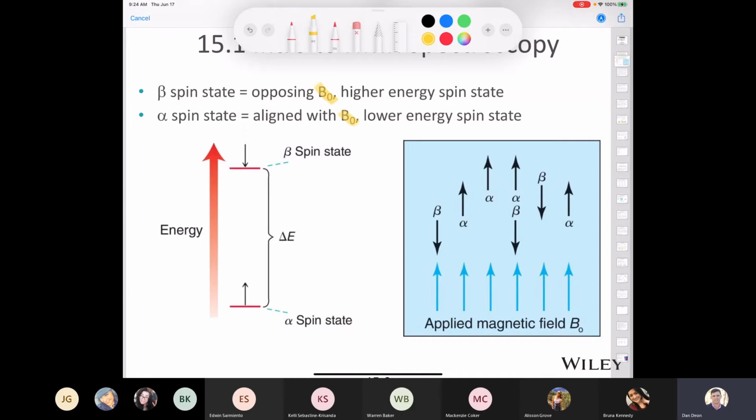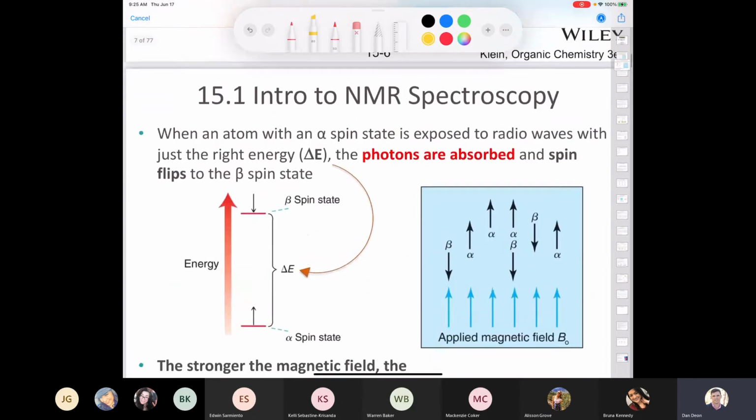Okay, the alpha spin state is the lower energy spin state, and the beta spin state is called the higher energy spin state. And again, what's really cool is that the difference in energy between these two spin states is quantized. And I'm going to talk more about that later on. There's a high energy, the beta spin state, and there's a lower energy, the alpha spin state. Well, you can obviously see that we don't have all the clues yet to understand how we get an NMR spectrum or anything like that. So we've got to keep moving on here.